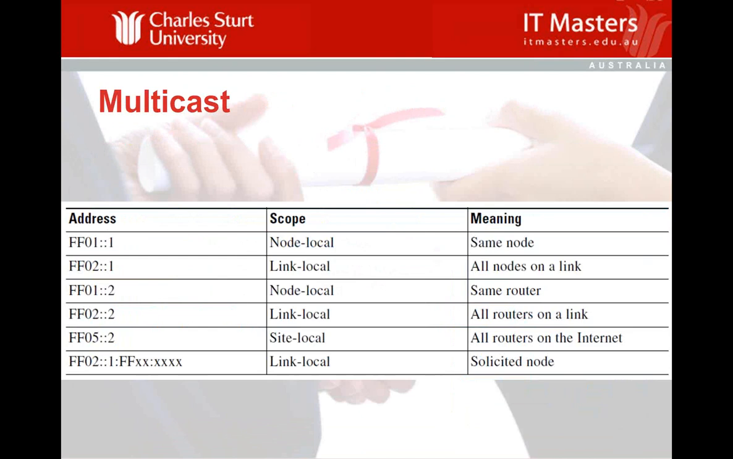So here's some of that in summary. Node local, same node; link local, all nodes on a link; node local for the same router; link local for all routers on a link; site local, all routers on the internet; and link local for a solicited node. So they're addresses that are specifically applicable for multicast.